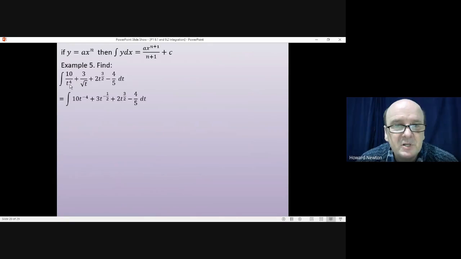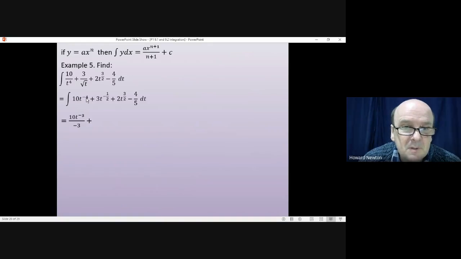So the first thing to do is just to rewrite all of these in the standard form. That'll be 10t to the minus 4. 3 over root t is 3t to the minus a half. 2t to the 3 over 2, we don't need to do anything with that, or with the minus 4/5.